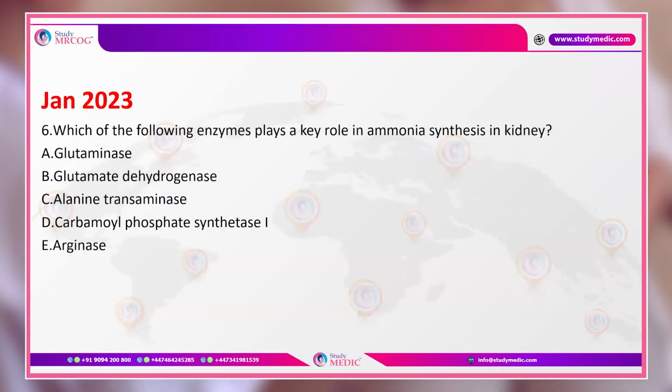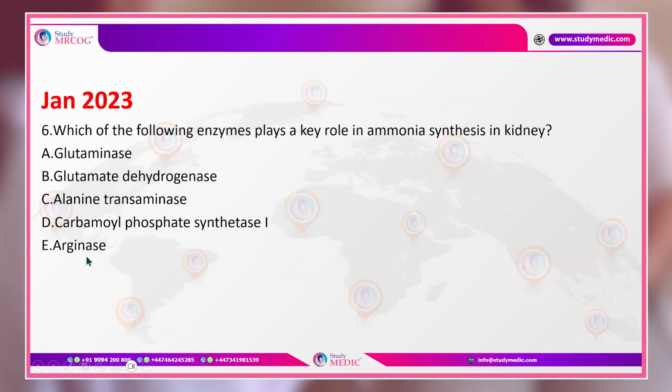So that's about the questions which appeared in 2024. Now we'll see about 2023, which other questions have appeared. So here is the question. Which of the following enzymes plays a key role in ammonia synthesis in kidney? Options: glutaminase, glutamate dehydrogenase, alanine transaminase, carbamoyl phosphate synthetase 1, and arginase. The best option here is glutaminase.